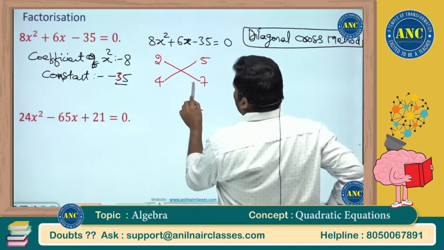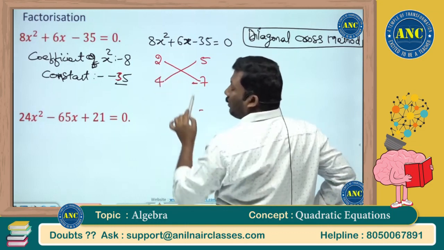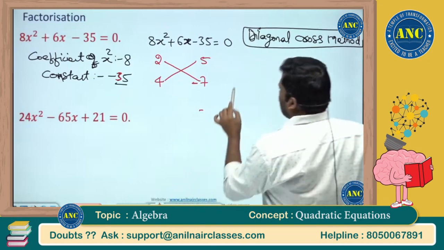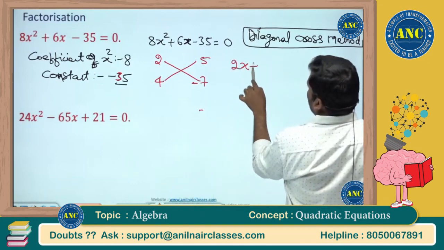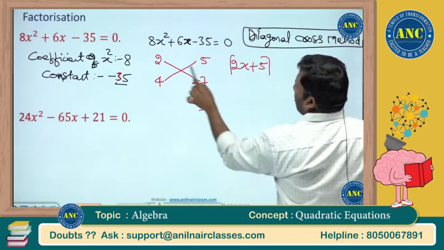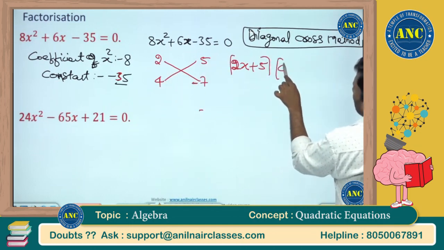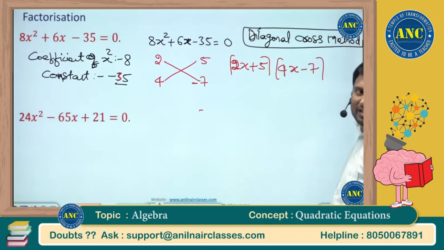So 5 fours are 20, minus 7 into 2, minus 14. 20 minus 14 is 6. So the answer will be 2x plus 5, and next will be 4x minus 7. I hope the idea is clear.